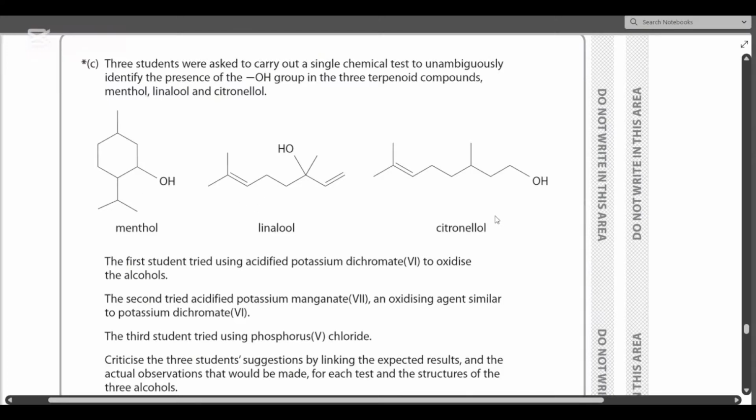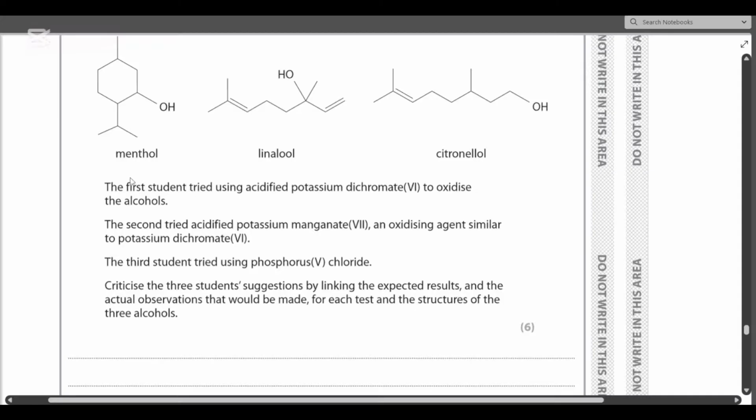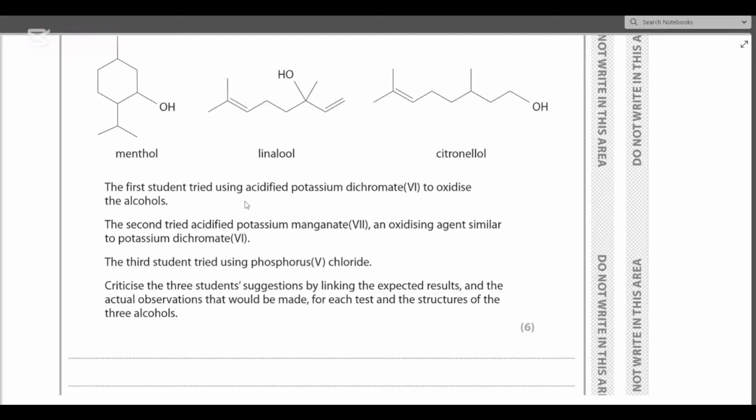You can see that. So the first student tried using acidified potassium dichromate(VI) to oxidize the alcohols. The second tried acidified potassium manganate(VII), an oxidizing agent similar to potassium dichromate(VI), while the third student tried using phosphorus(V) chloride. Criticize the 3 students' suggestions by linking the expected results and the actual observations that would be made. Remember, criticizing basically means taking out the positive sides as well as the negative sides.